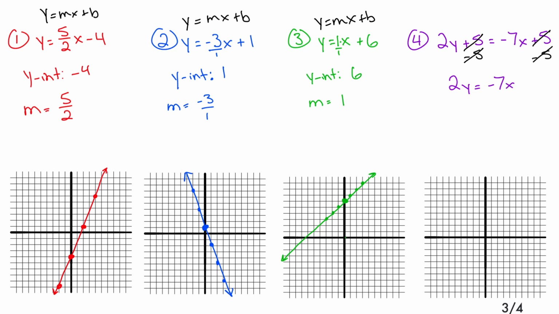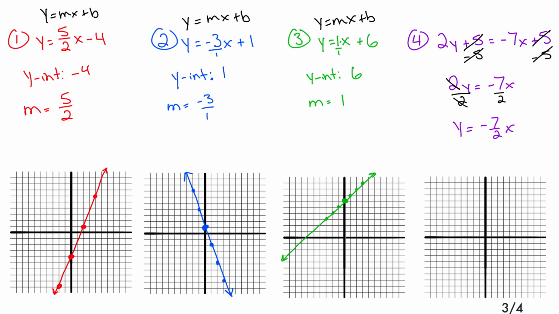I now need to get rid of the 2 in front of the y. It is 2 times y. To get rid of multiplication, we do division, because 2 divided by 2 is 1, leaving us with y is equal to negative 7 over 2x.